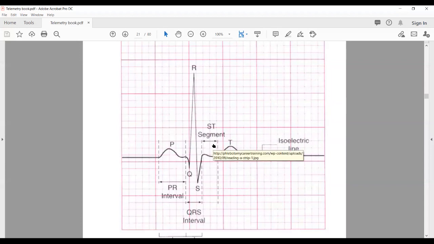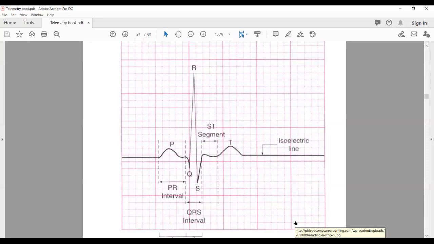All right, so now let's take a look at some of these letters here. We have a P, we have a Q, we have an R, we have an S, and we have a T. Very important. These are the guys that you are going to be measuring. This is what we call telemetry, cardiac monitor interpretation. So the heartbeat begins with a P wave. So we always have electrical before mechanical.